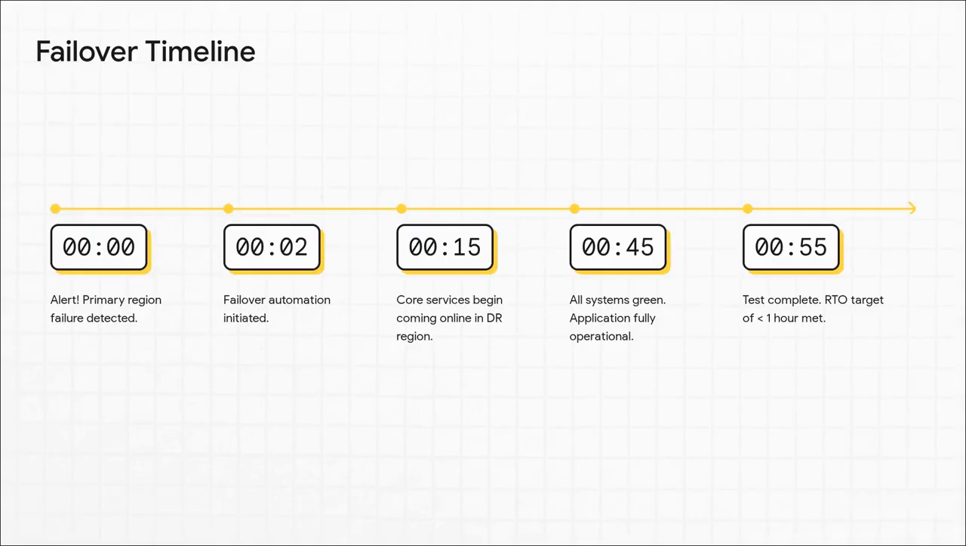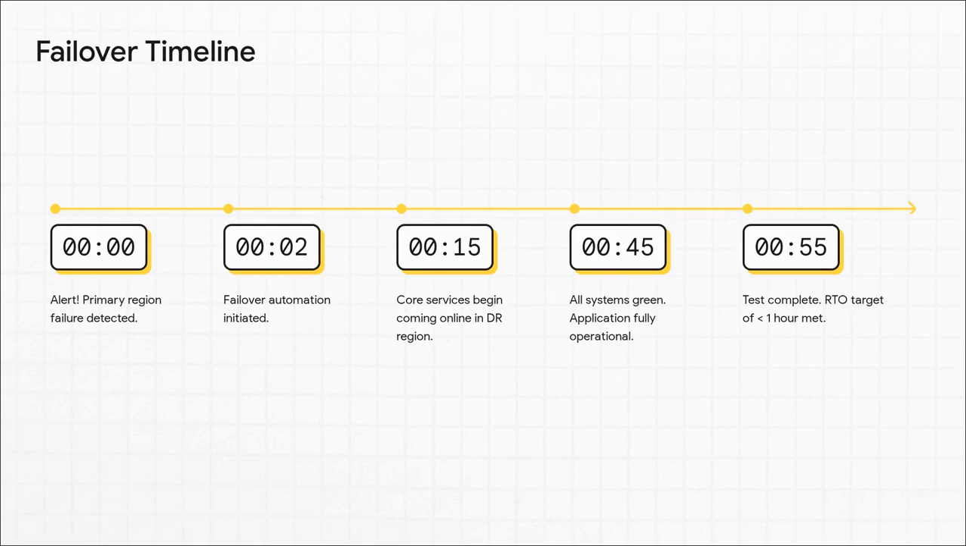And honestly, the results were fantastic. Just 2 minutes in, our automation kicked in and started the failover process. By the 15-minute mark, we saw core services already starting to light up in the new region. And then, at 45 minutes, well inside our 1-hour RTO, all systems were green. The application was 100% operational, a huge success.